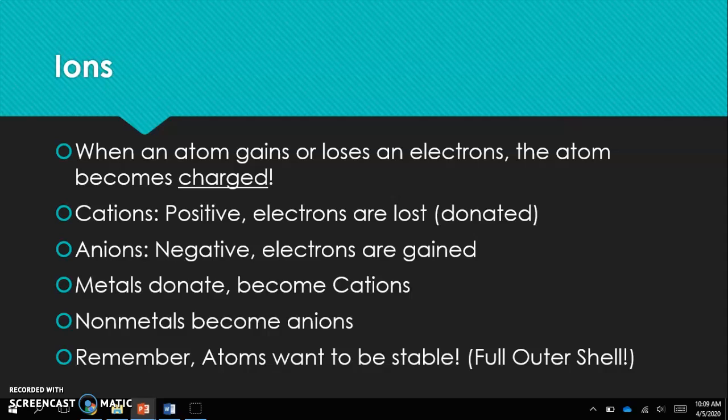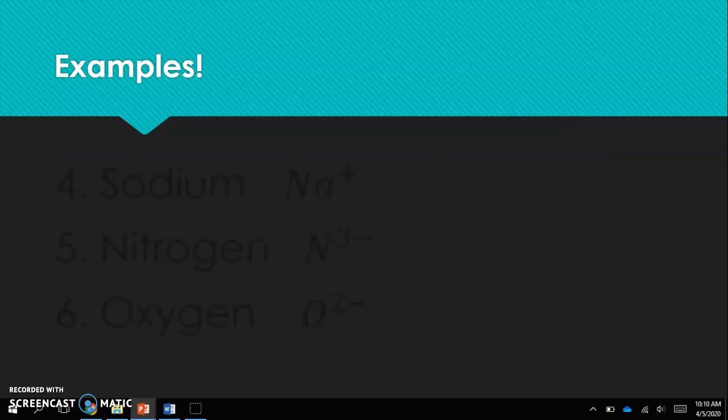Now, on the other hand, for the nonmetals, when we think about our halogens that have 7, or our group 16 that have 6, it's a lot easier for them to take on electrons to get to an 8 outermost shell configuration. So that's why our nonmetals tend to take on electrons and our metals tend to donate them. So our metals become the positive cations and our nonmetals become the anions.